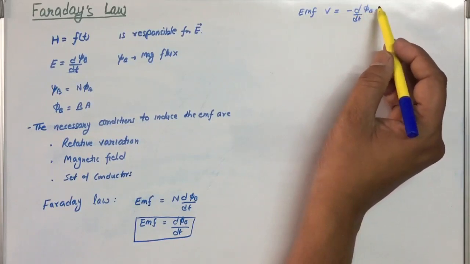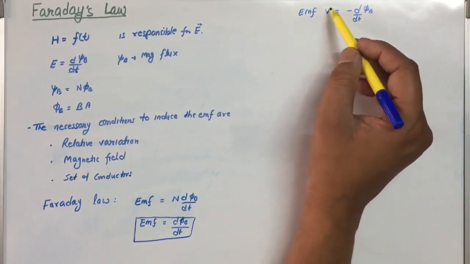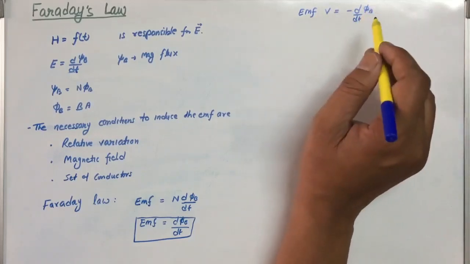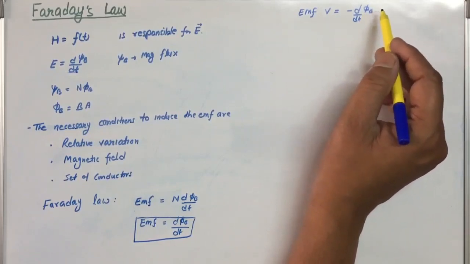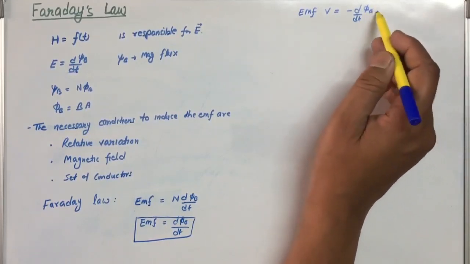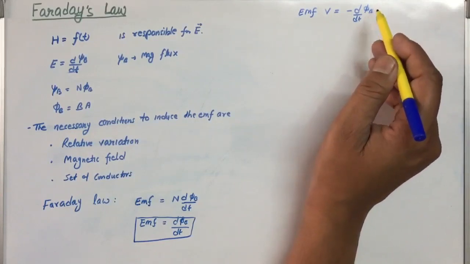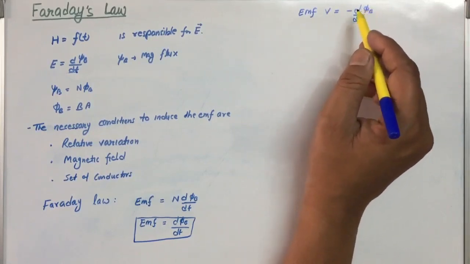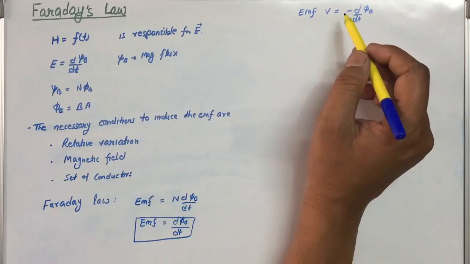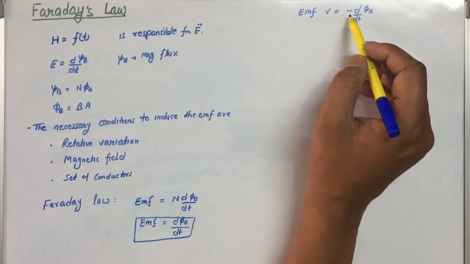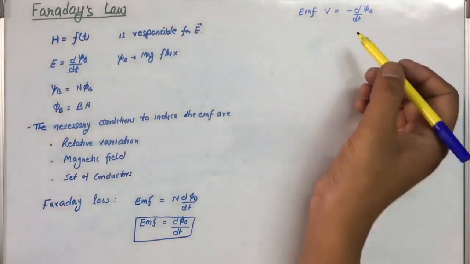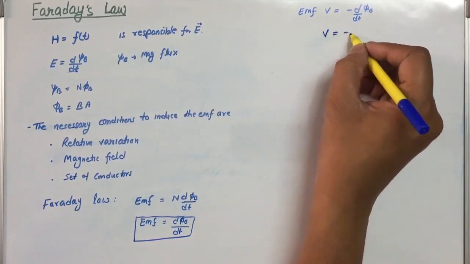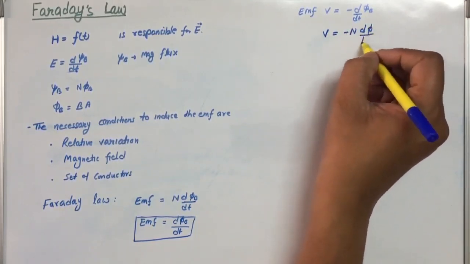If flux is decreasing, then EMF will be induced in such a manner that it produces a current that tends to increase the flux. Similarly, if flux is increasing, then the EMF will induce a current to decrease the flux. In this way, he explained the placement of the negative sign. That is how the effect opposes the cause. And from here, we can write N d phi over dt.